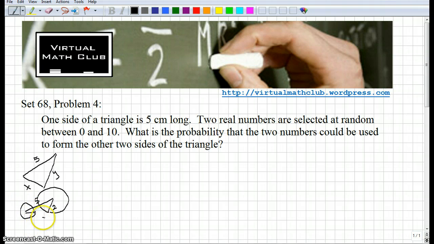Okay. So not all of our choices will make a triangle. We want just the ones that are going to make a triangle. And there's something called the triangle inequality theorem. Okay, and that just says that the sum of the lengths of any two sides of a triangle has to be greater than the remaining side.